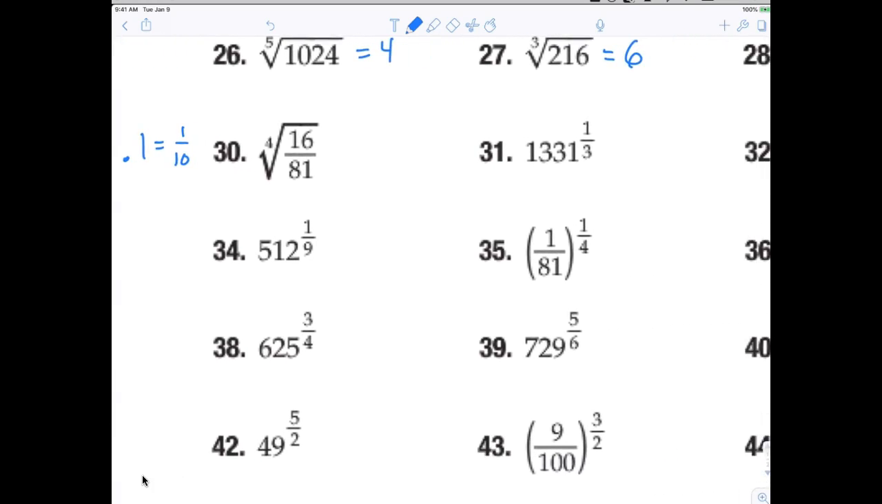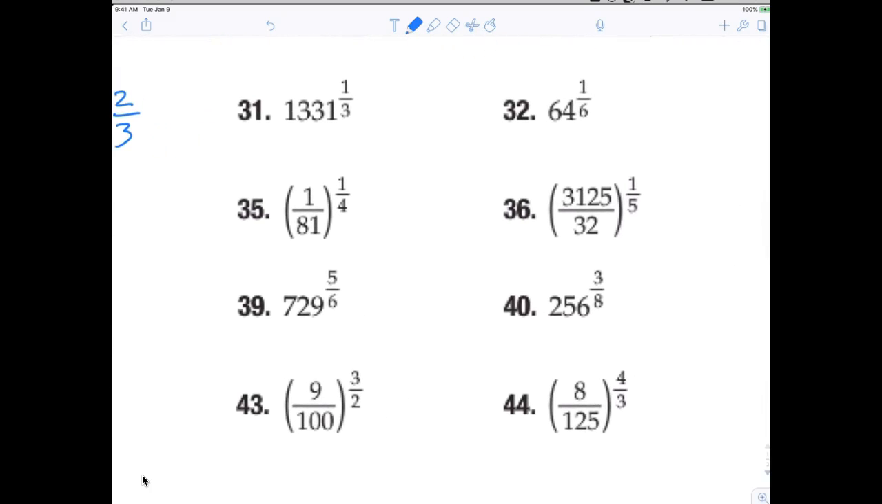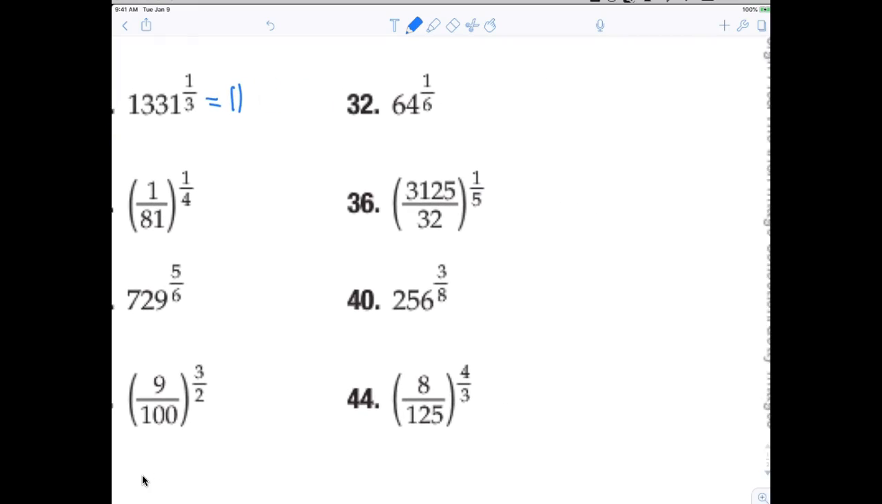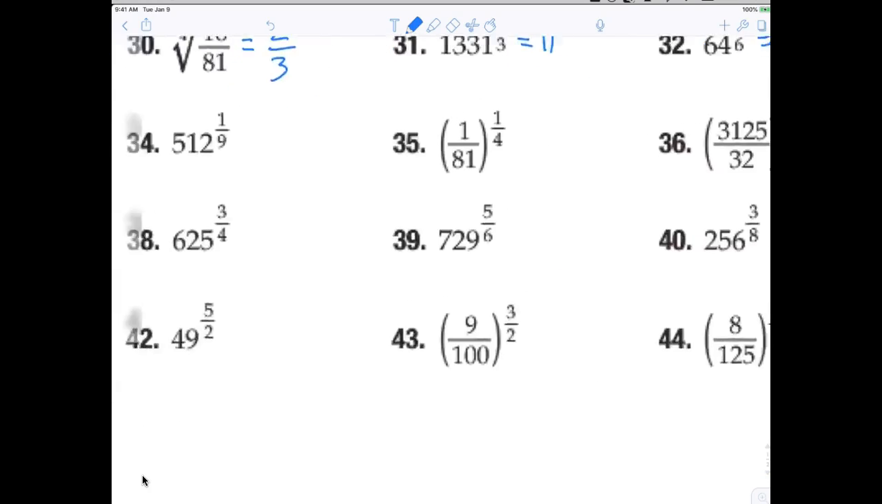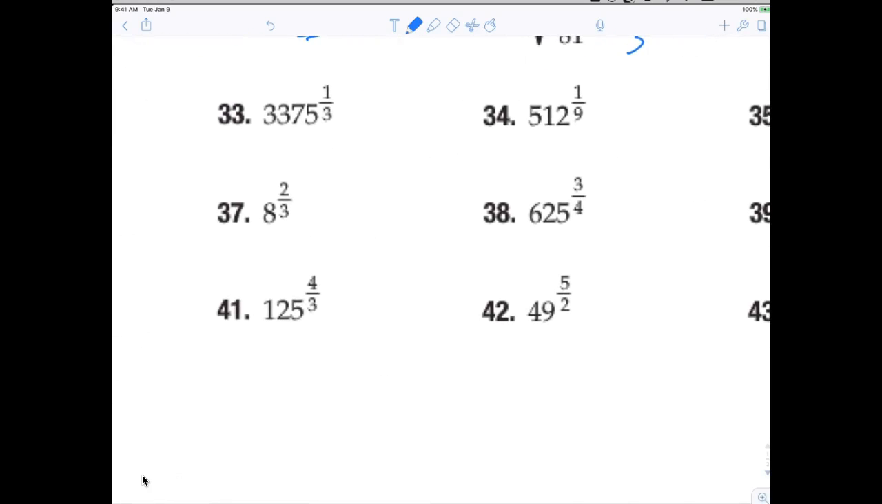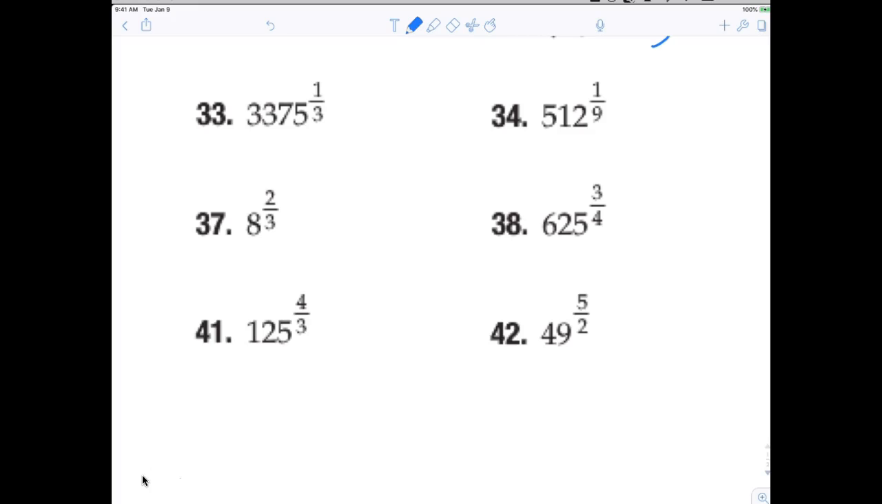30. Math, enter. 2/3. Sebastian. 31. 32. Julian. 33. Miss Rodriguez. 33.